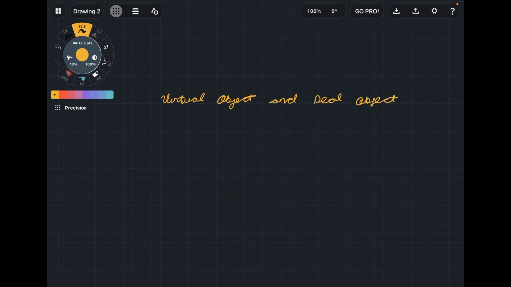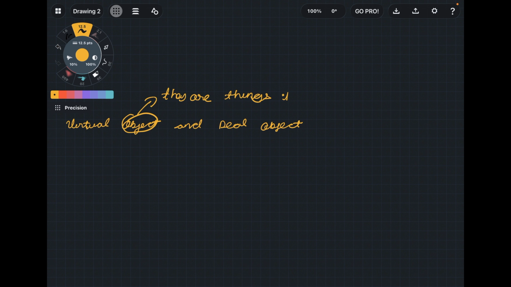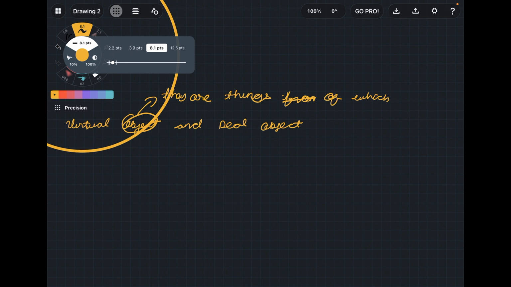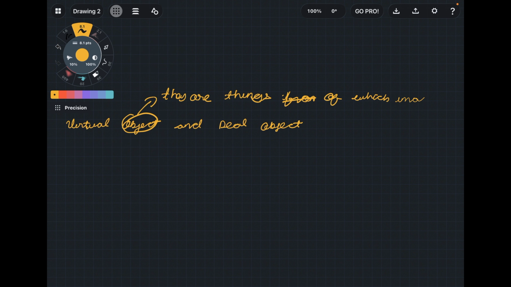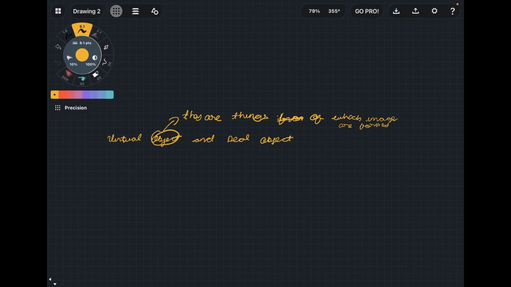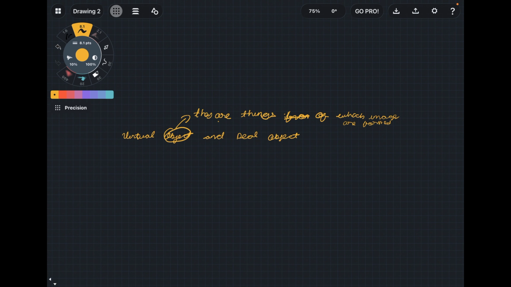So, what are objects? Basically, objects for now are the things from which images are formed. So this is for now our definition of an object. It's gonna evolve, but for now, let's just take it as this.